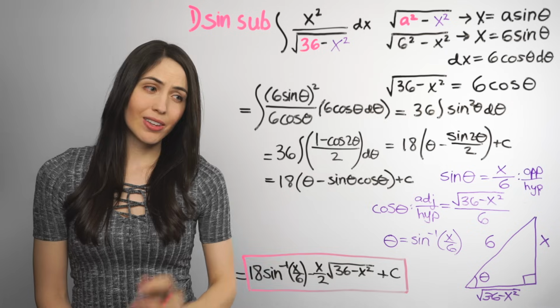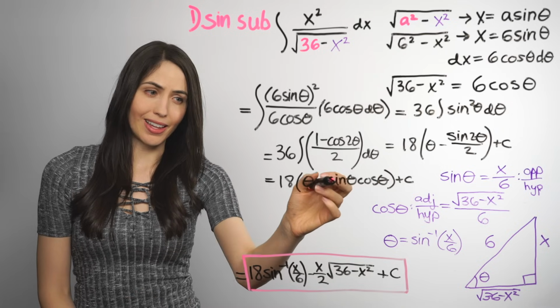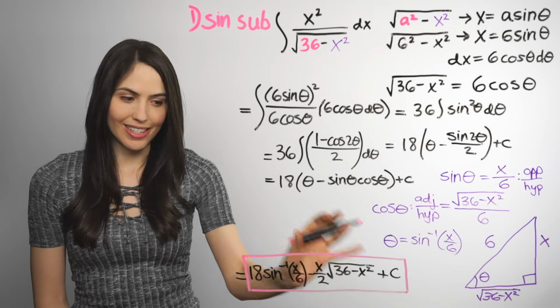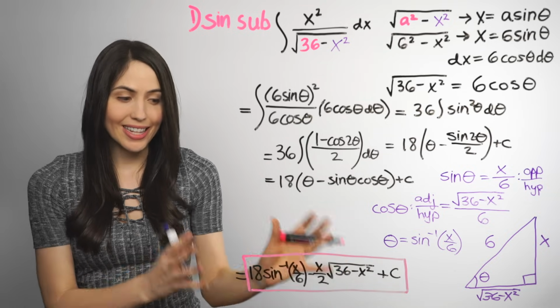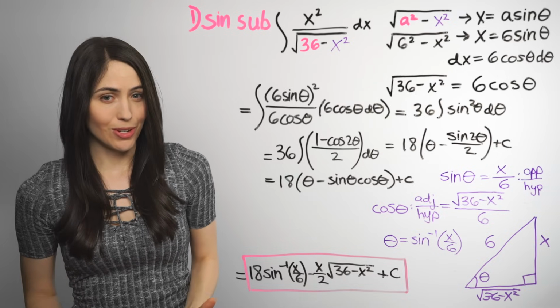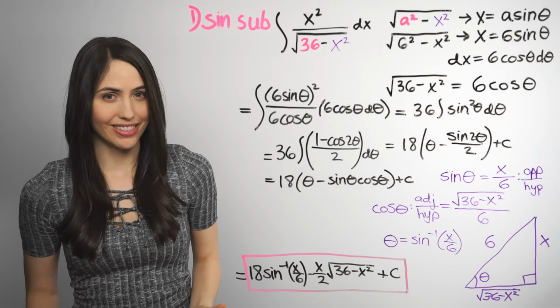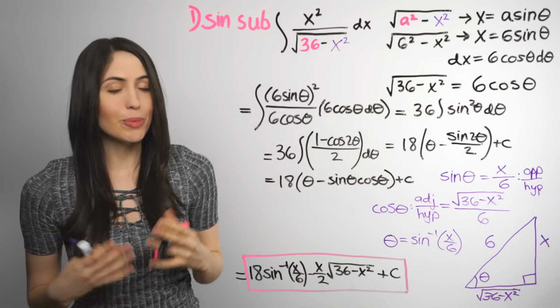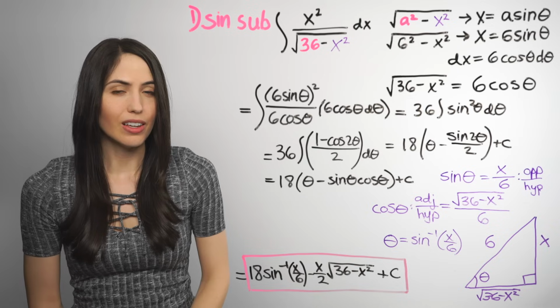Okay, so if you plug all those in, plug in for cosine theta, sine theta, theta, and simplify, you'll get this. It's all in terms of x. That's the answer for the integral. So that was sine substitution. It's a lot of work, huh? It's a lot of work to explain everything. We'll be faster next time.